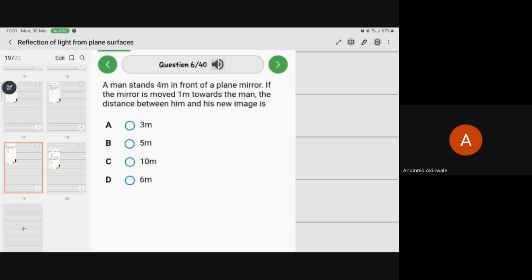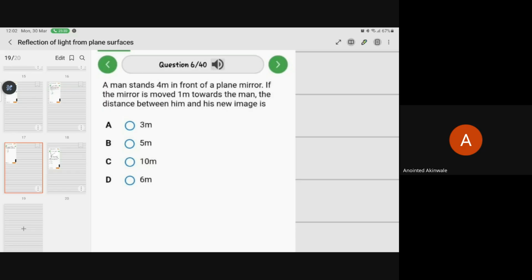So if the mirror is moved towards the man 1 meter, the new distance between the man and the mirror is 4 meters minus 1, that's 3 meters. Makes sense. You're making sense. Go ahead. So the new distance between the image and the mirror is equal to 3 meters.